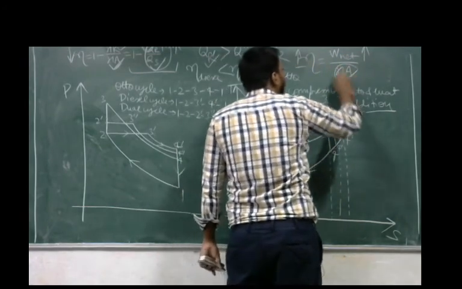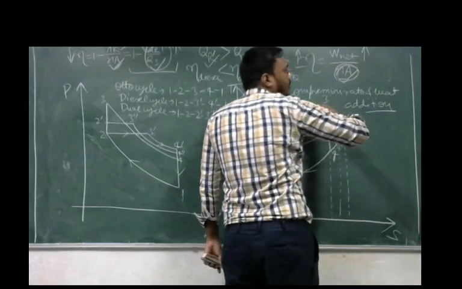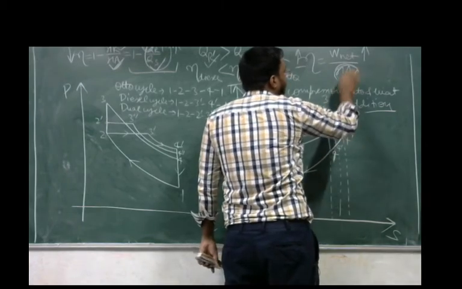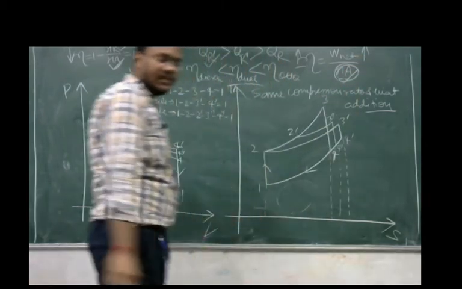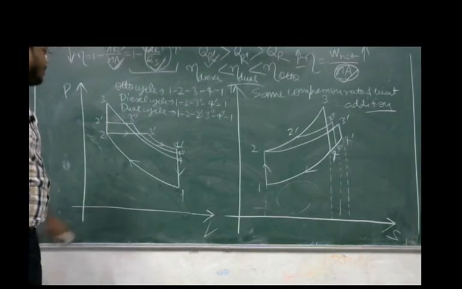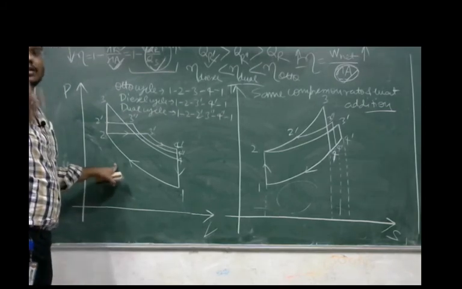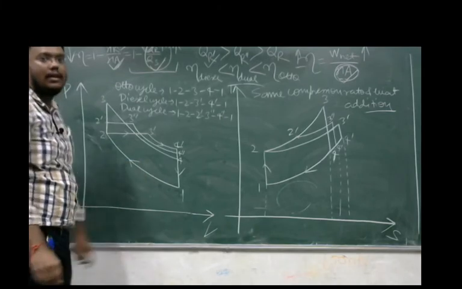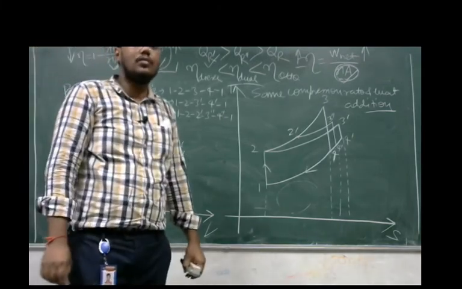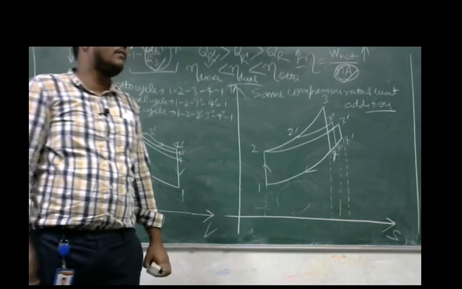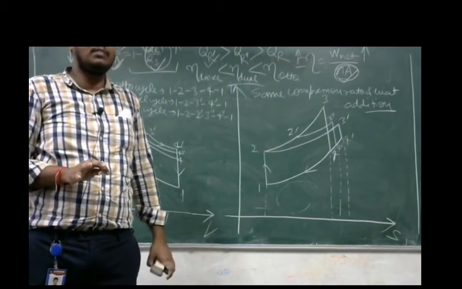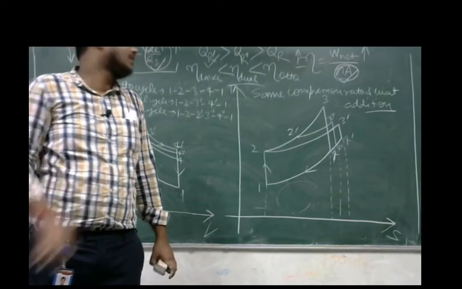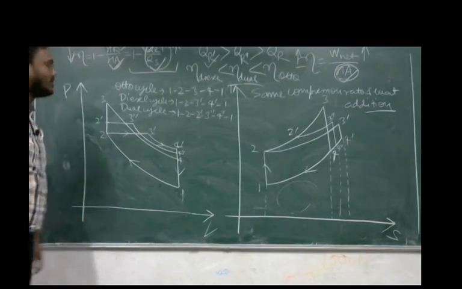Heat addition is same. So just see the net work done. And to see the net work done, you just have to see the closed area of the cycle. Net work done can be seen by the closed area of the cycle. This you have also studied in basic thermodynamics in second year.